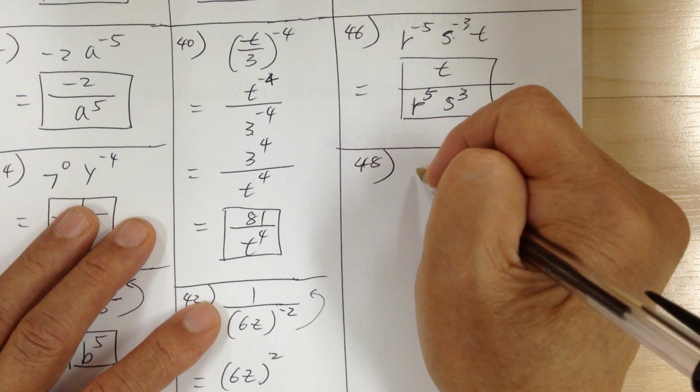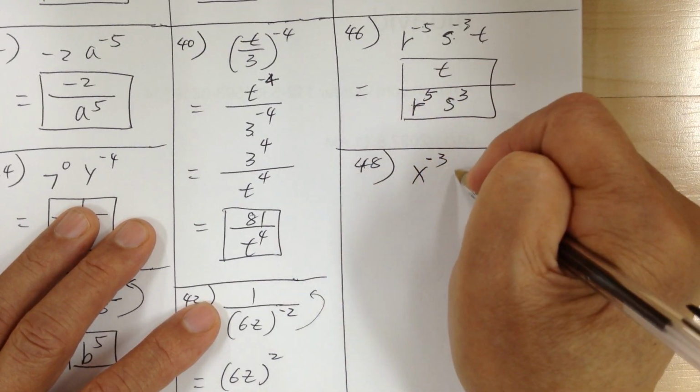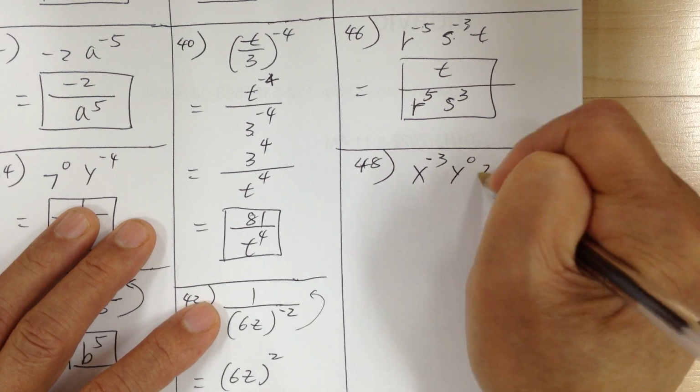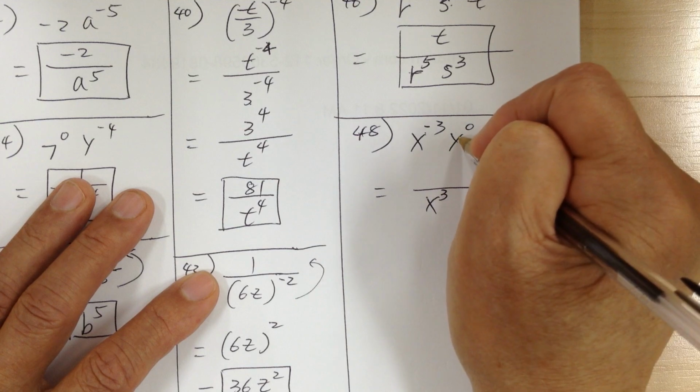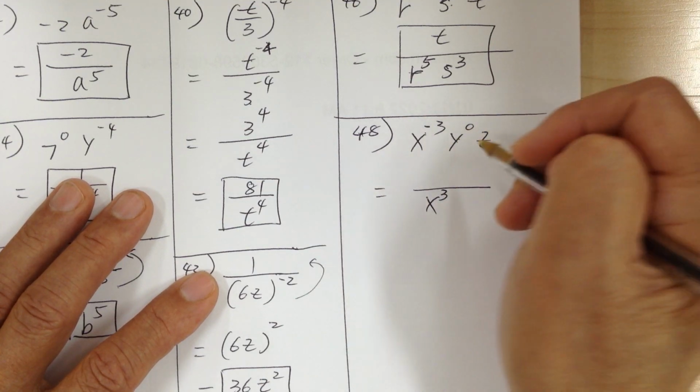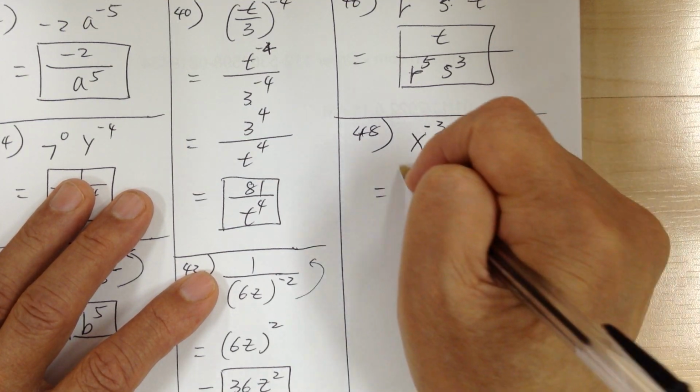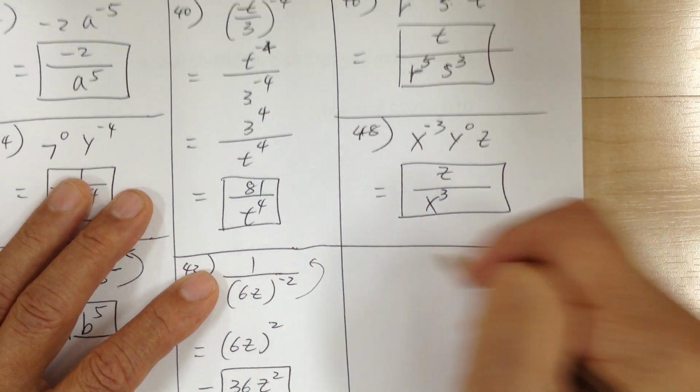Okay, number 48, you have x to the negative 3 power, y to the 0 power, z. This gets flipped to the bottom. This one, y to the 0 equals 1, so don't do anything to it, and z stays, and that's it.